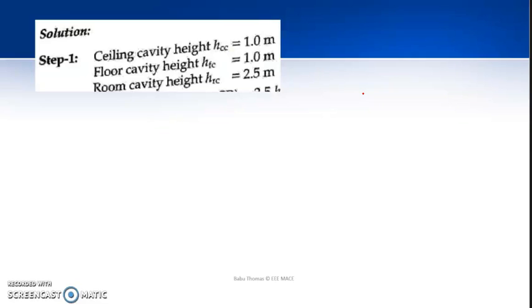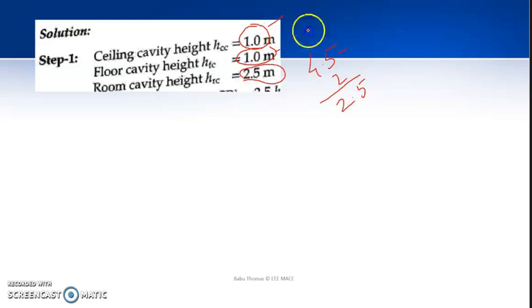The first thing you need to find out is the cavity heights. From the ceiling, it is 1 meter. From the floor, the work plane is 1 meter, given. And 4.5 meter is the total height of the room. So 4.5 minus 2, it is 2.5 meter, which is your room cavity. This is how the calculation is.